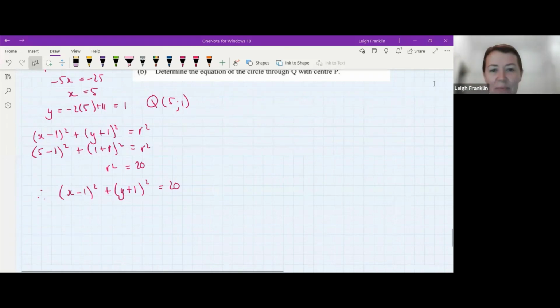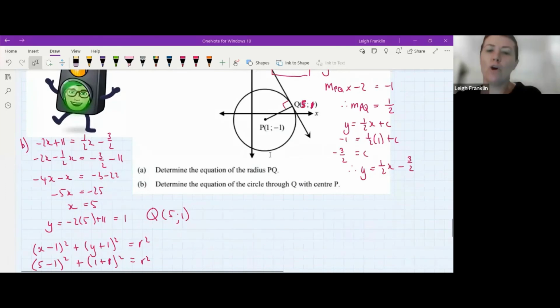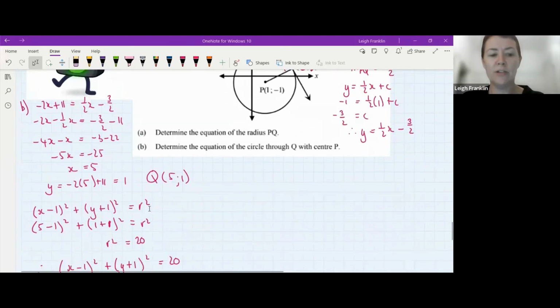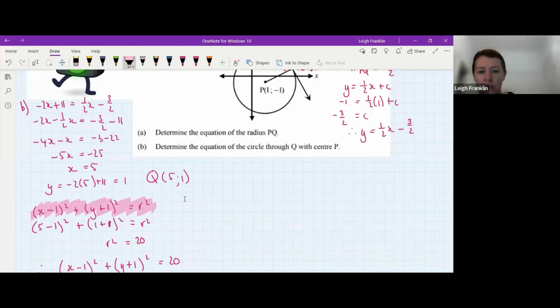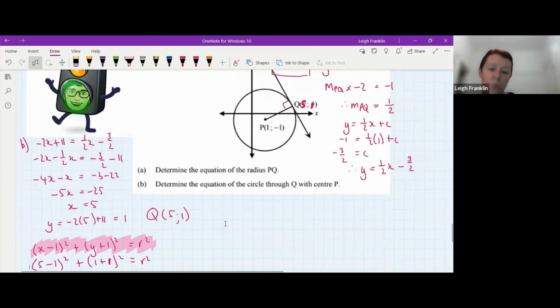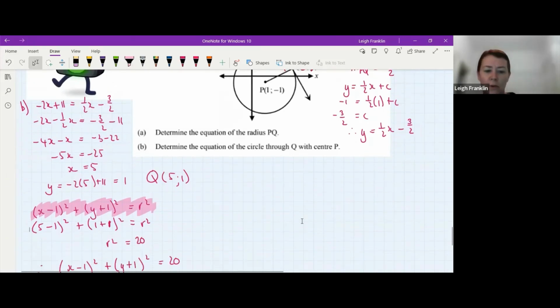Bushle asked a while ago if you could use the distance formula. Yes, absolutely. So in other words, Bushle, if you wanted to work out the distance of PQ, absolutely you could do that. It would be an alternative to subbing into this over here. So instead of subbing in the point over here and solving for r squared, you could use the distance formula to calculate the length of PQ and then square it. 100%. Nothing wrong with that.